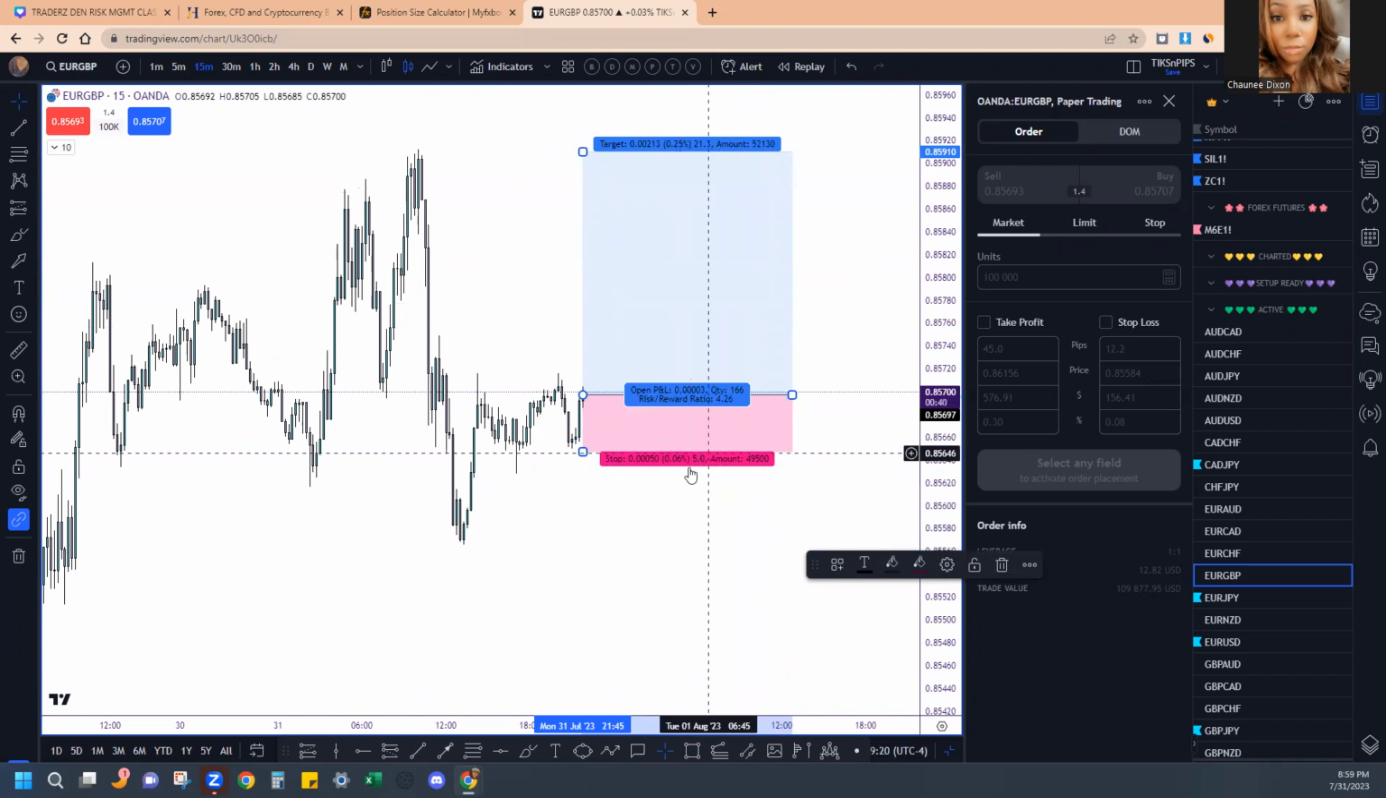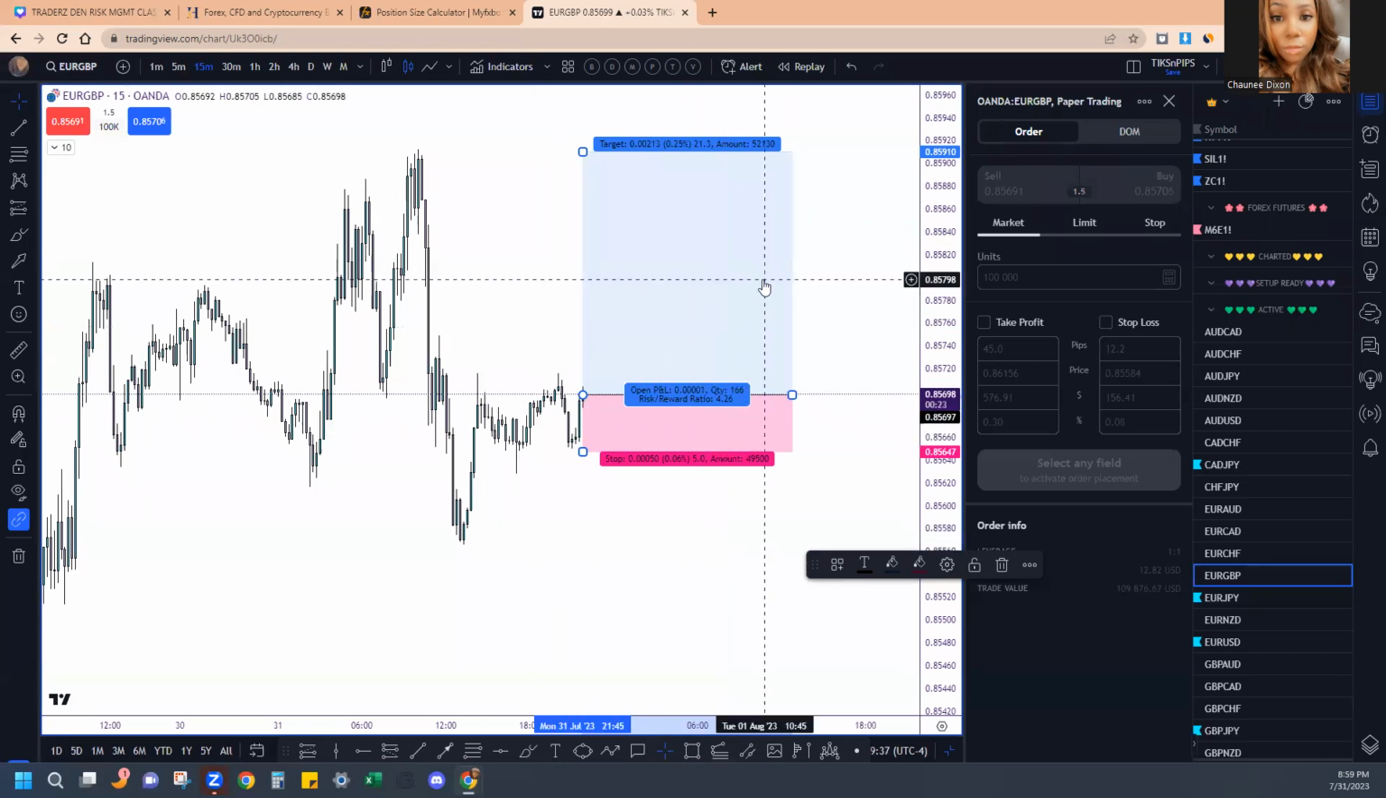So we're risking 5 lots, which is just really small. That's really good, actually. So we're risking not 5 lots, 5 pips. And then our take profit is 21 pips, 21.3 to be exact, and our risk to reward is 4.26, so we'll just say 4. This is a really good trade, an ideal trade.